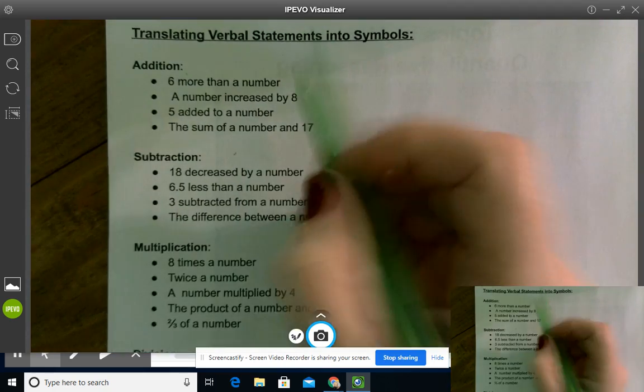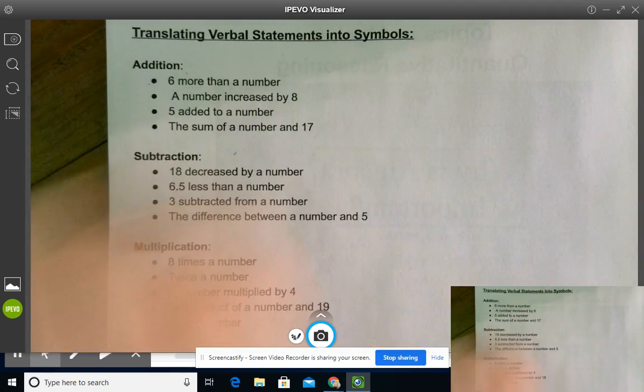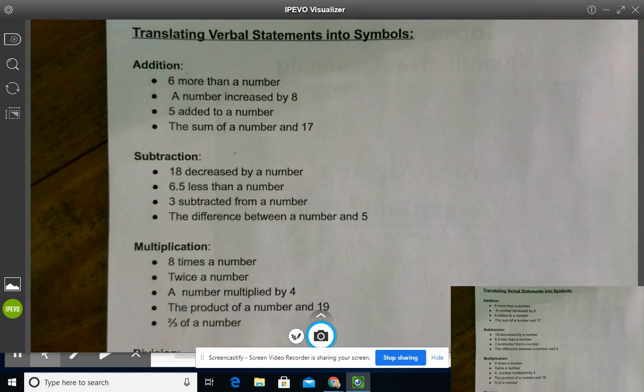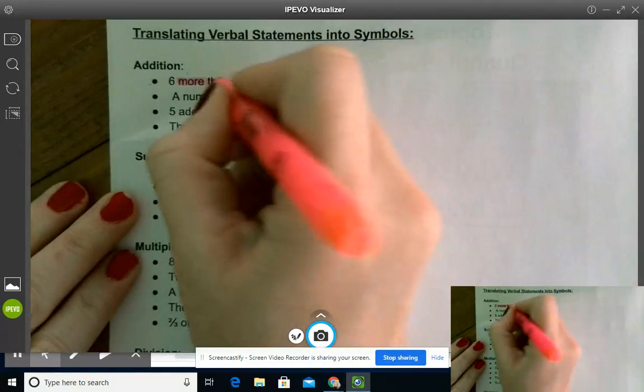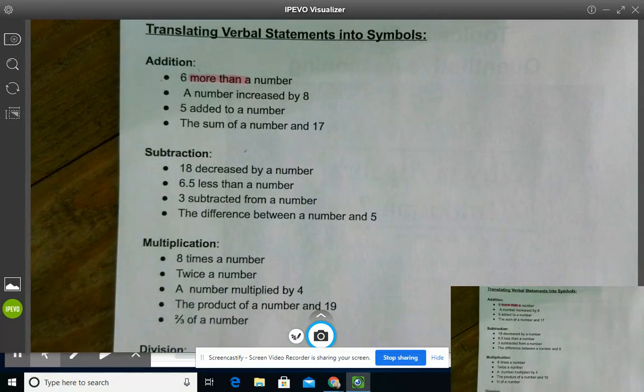Translate these. So words that mean addition, you're looking at "more than," and that's the one where everybody wants to use the more than symbol. So just make sure you're aware of what you're trying to do here. I'm trying to translate this into an expression. An expression has terms and operation symbols. So addition, subtraction, multiplication, division. So in this case, "more than" is not the more than symbol, it's the addition symbol.